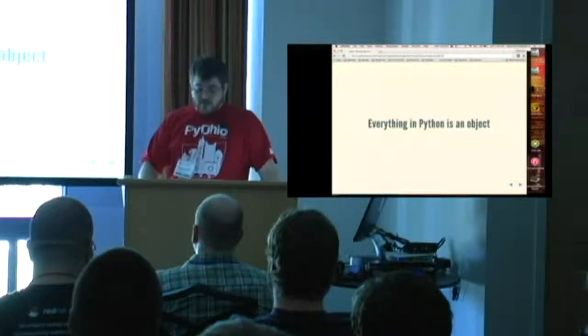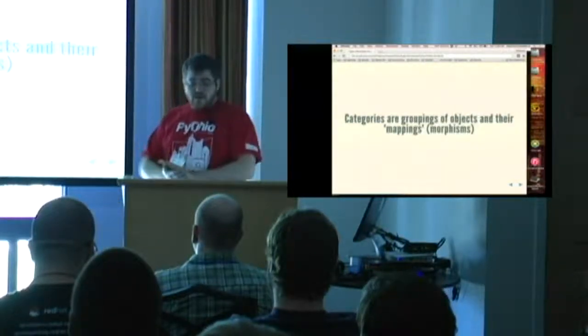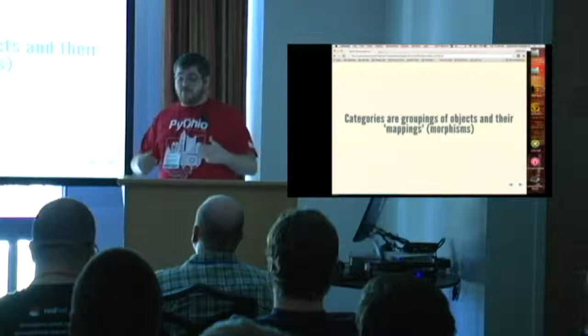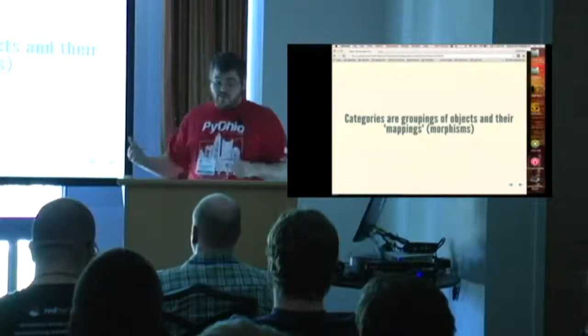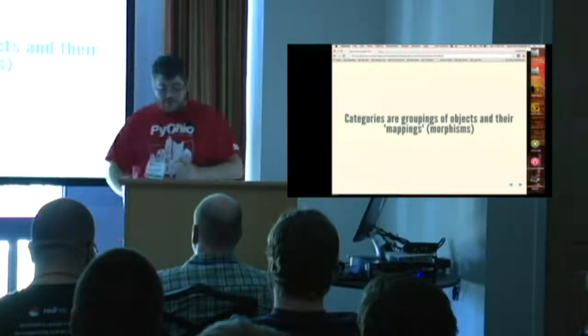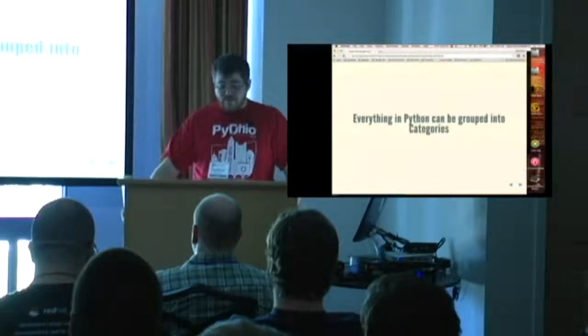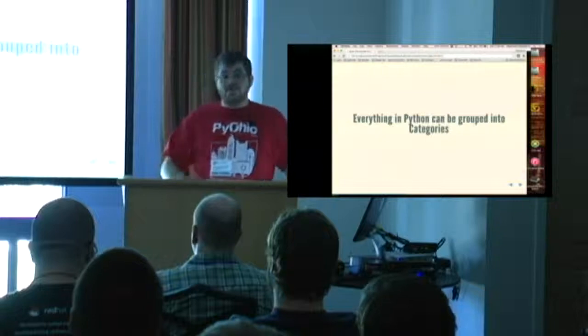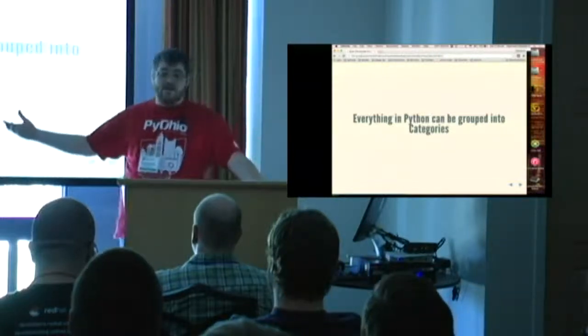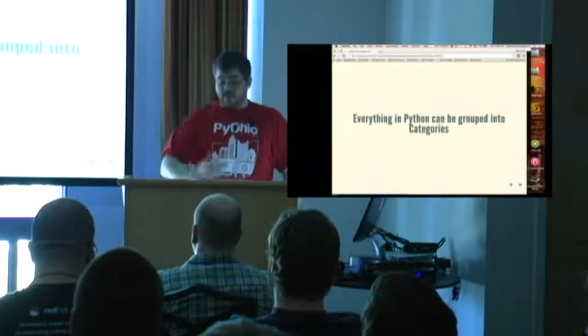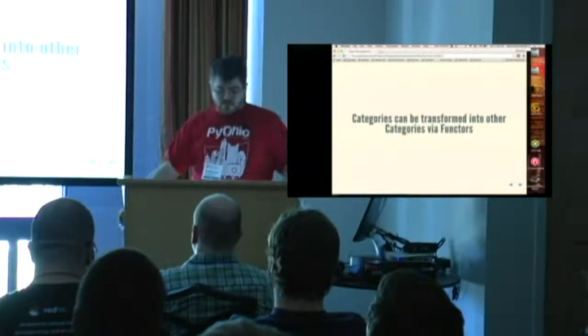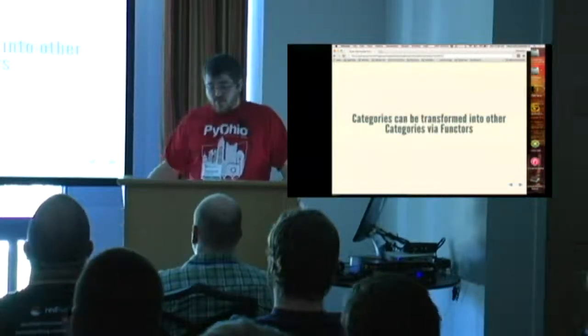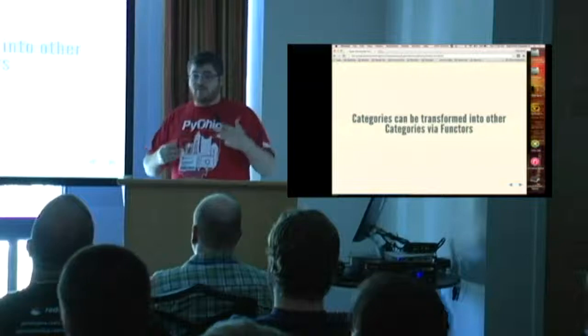So if everything in Python is an object, this is sort of the proof. If categories are groupings of objects and their mappings, then everything in Python can be grouped into categories. And then we can transform categories into other categories by applying functions to them, which I'm going to get to. So categories can be transformed into other categories via functions.